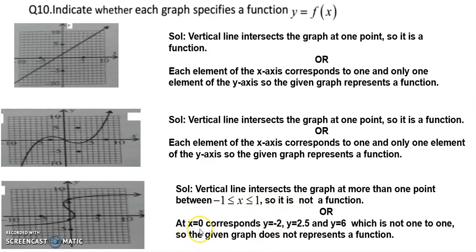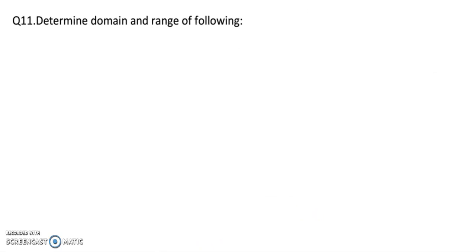At x equals 0, the corresponding values of y are -2, 2.5, and 6, which does not represent a function. Or we can say it is not one-to-one, so the graph does not represent a function. Now let's move towards the next question, question number 11. Determine the domain and range of the following.